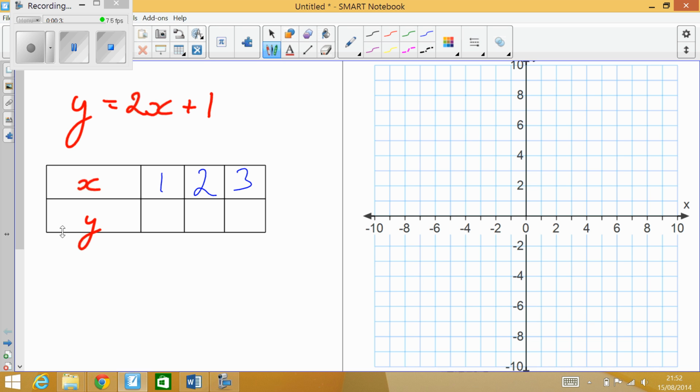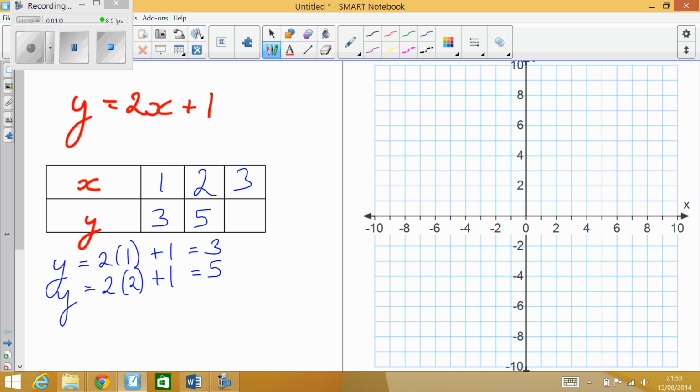So if I substitute 1 into the equation, I get y equals 2 times 1, which is 2, add 1, which gives me the value 3. Then I'm going to substitute in the next value of x, which is 2. So I'm going to do 2 times 2, which is 4, plus 1, which is 5.